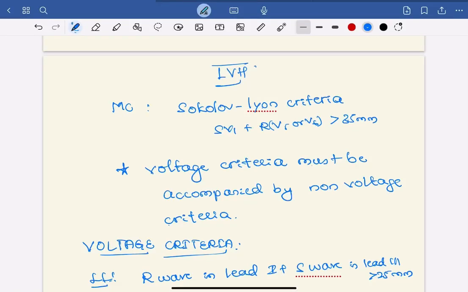Hello friends, in the last video I talked about how to identify right ventricular hypertrophy on any given ECG, and today in this video we are going to discuss how to identify LVH on a given ECG. There are many voltage criteria to identify LVH, but the most commonly used one is the Sokolow-Lyon criteria, that is S wave in V1 plus R wave in V5 or V6 more than or equal to 35 mm is good enough to identify LVH.